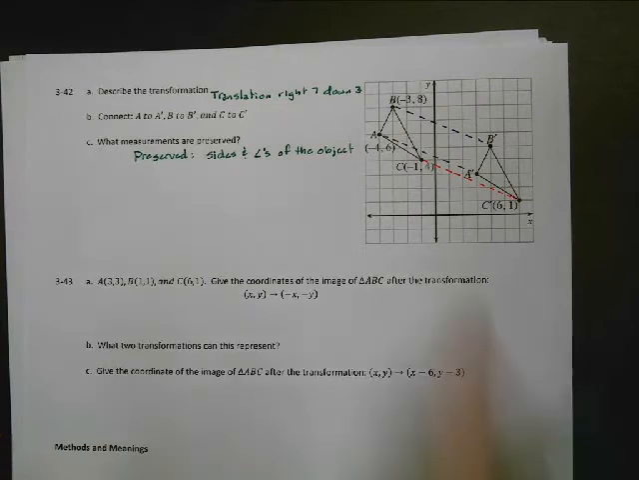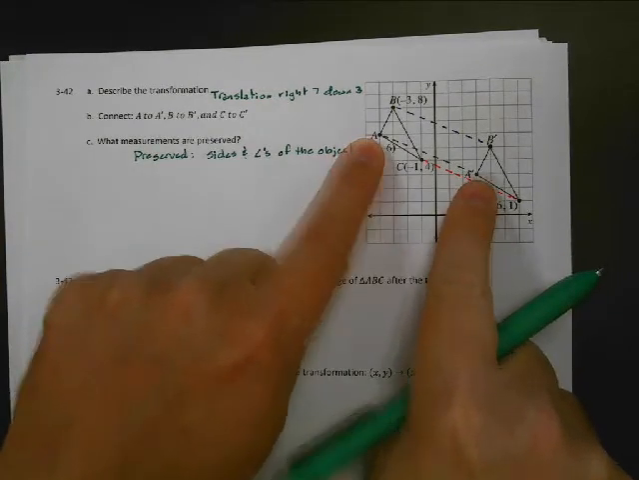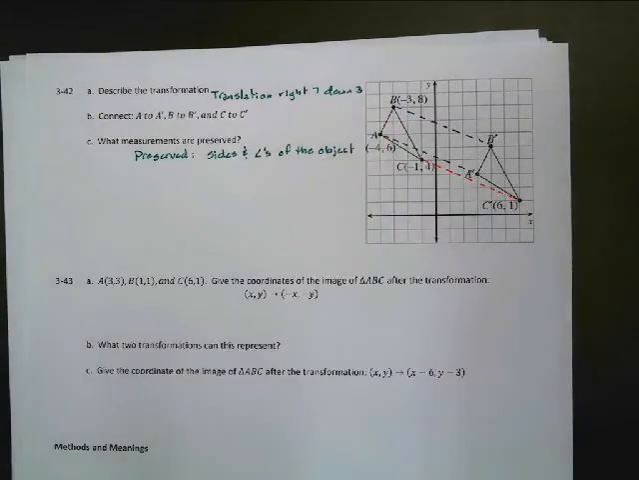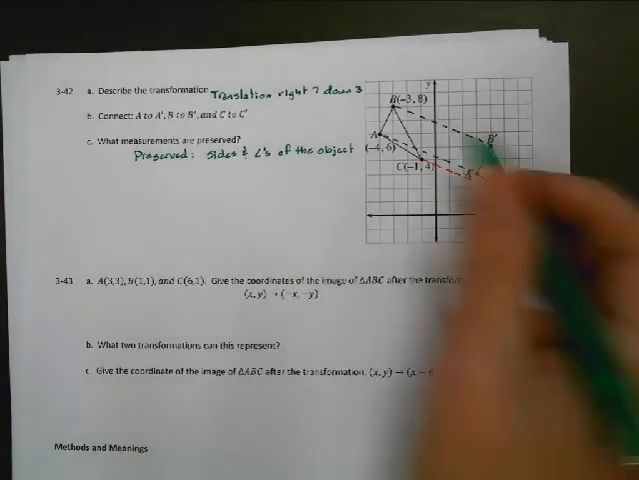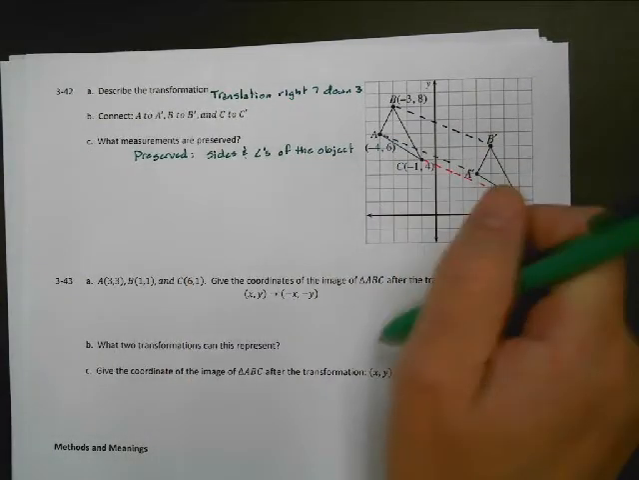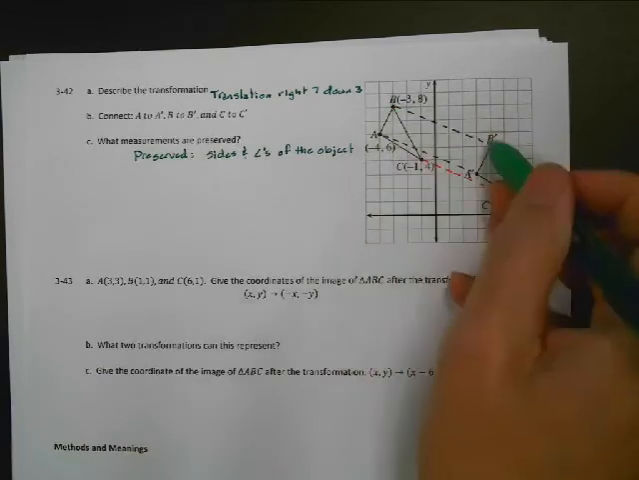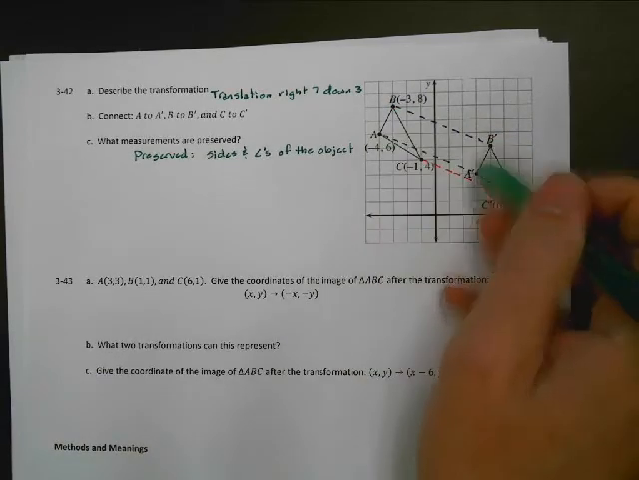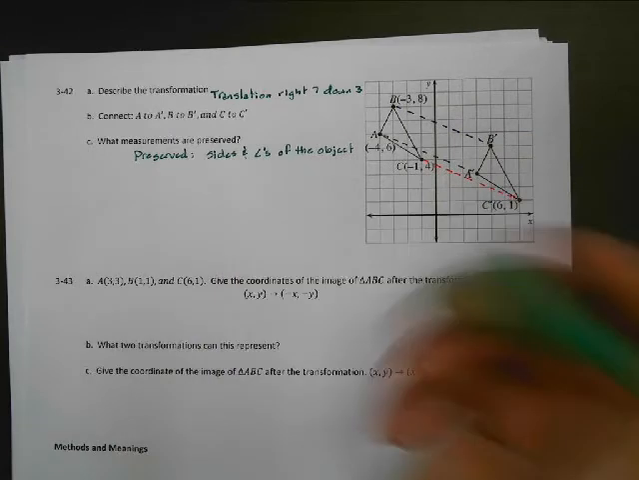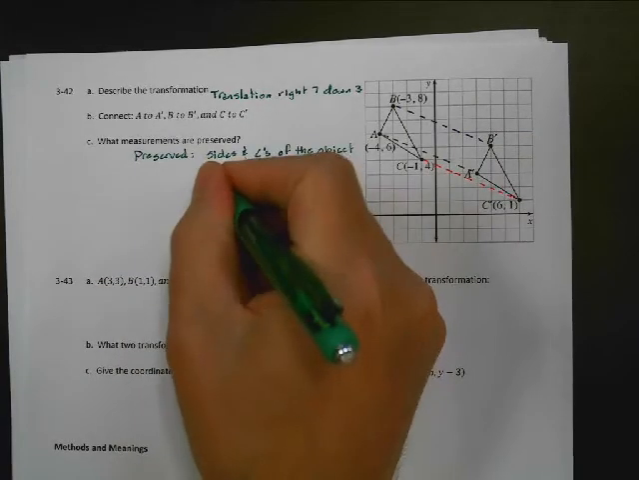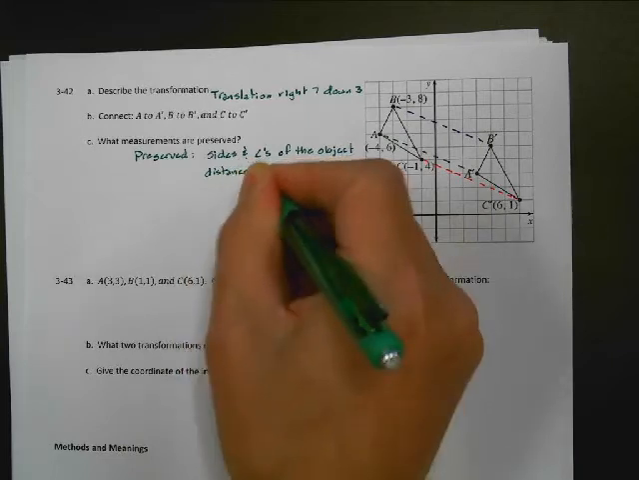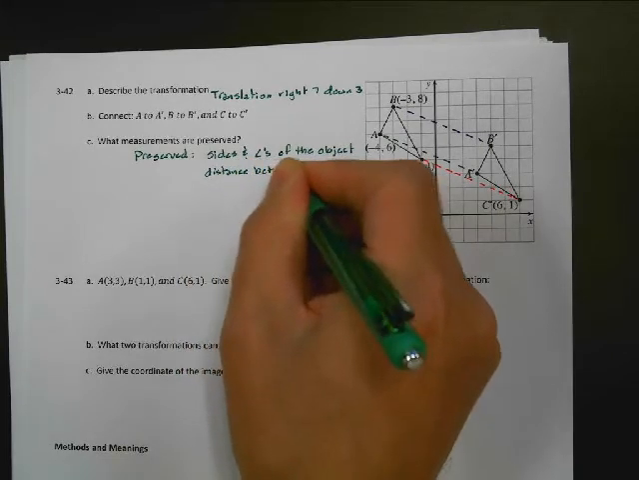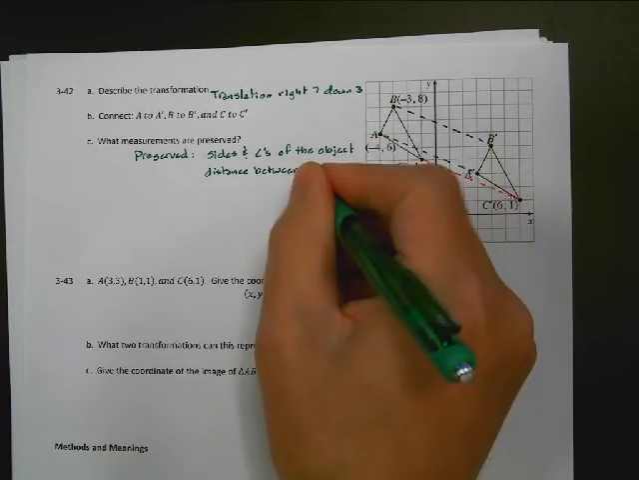And then we can see the distance of the green line, the red line, and the blue line. Those distances look like they're all the same. So the distance between the corresponding points is the same. The distance from point to point, A to A prime, B to B prime, C to C prime, those ones are preserved. So the distance between the points.